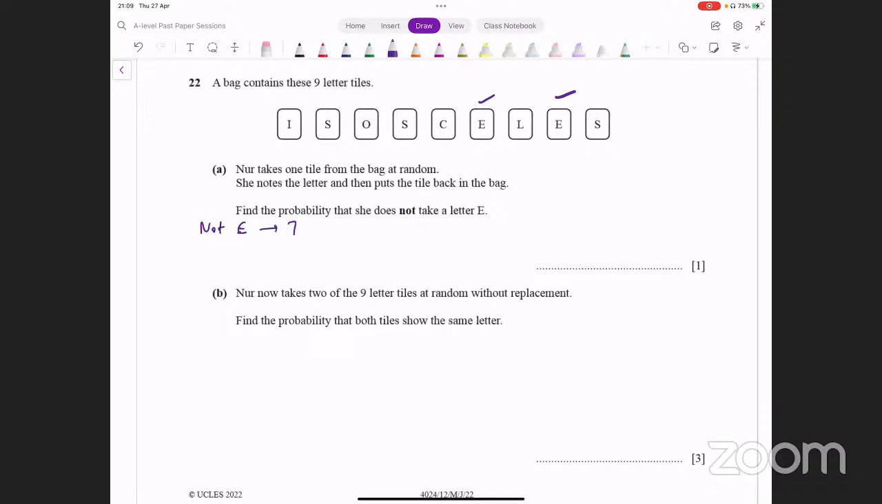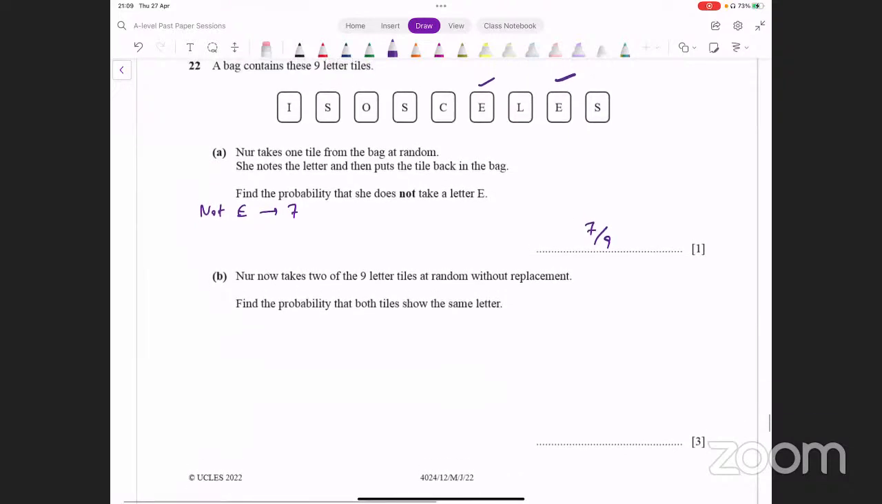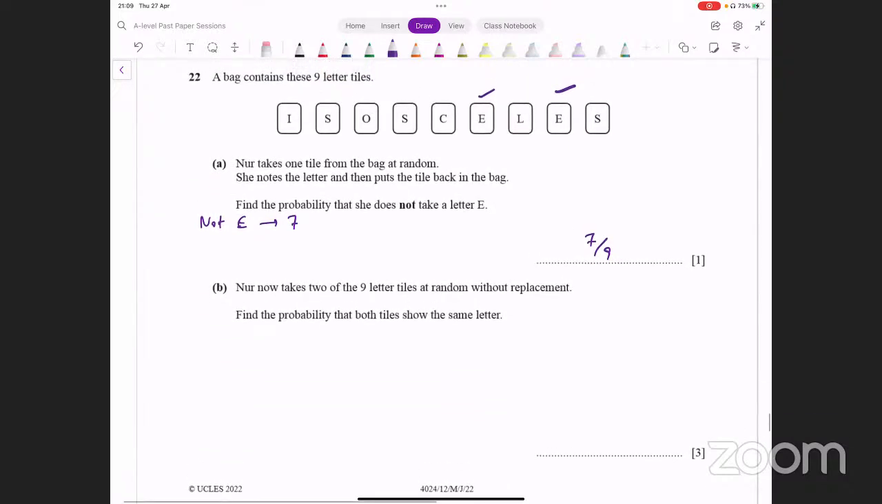Not E are 7. Out of how many? 9. So what will be the probability of not E? 7/9. Right? The probability of E is 2/9, so what will not E be? 7/9. Now it says Nu takes 2 of the 9 letter tiles at random without replacement.